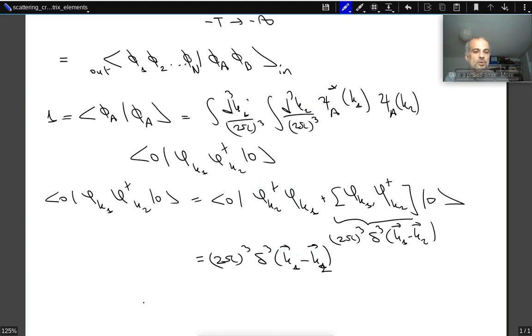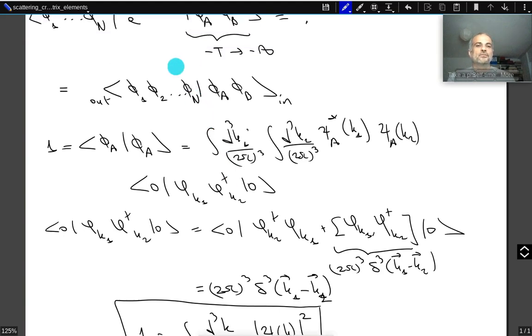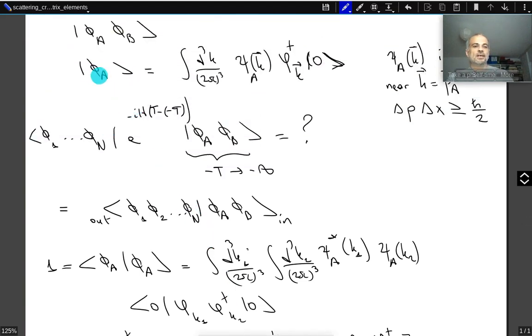So this tells me that this one over here should be equal to, well, there is only a single k integral left, so I will just call it k. I have the d cubed k over 2 pi cubed times, now due to this Dirac delta, after the k2 integral, I know that k1 is equal to k2, so this is the absolute square. So here I have psi k absolute square. So this is the normalization of the momentum state wave function that we use to define our state phi A.